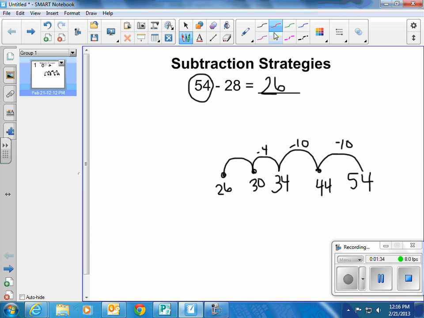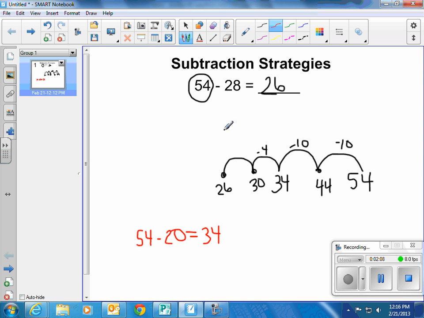Another way to do this same strategy of counting back without a number line is to keep the same number like we did before, 54, and subtract this 28 in parts, but only using numbers. So I'm going to subtract the 20 first. And I know that if I'm subtracting a multiple of 10, which is 10, 20, 30, 40, 50, and so on, that my ones place is not going to change. So 54 minus 20 is 34.